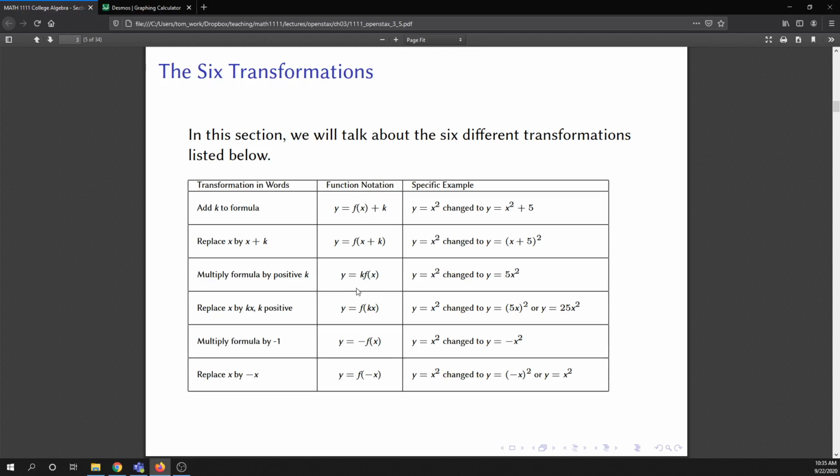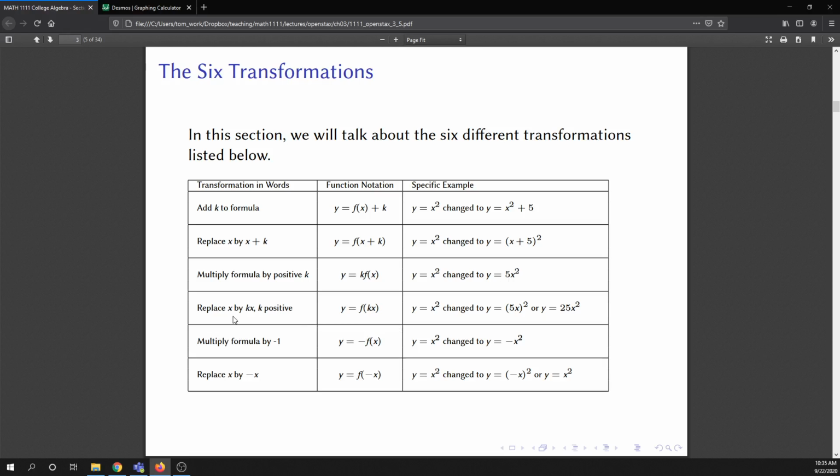So if you start with y equals f of x, you just multiply the entire formula of f of x by some number. So a specific example of that is y equals x squared. That is what you start with. And then you multiply the x squared by a number 5. Okay.